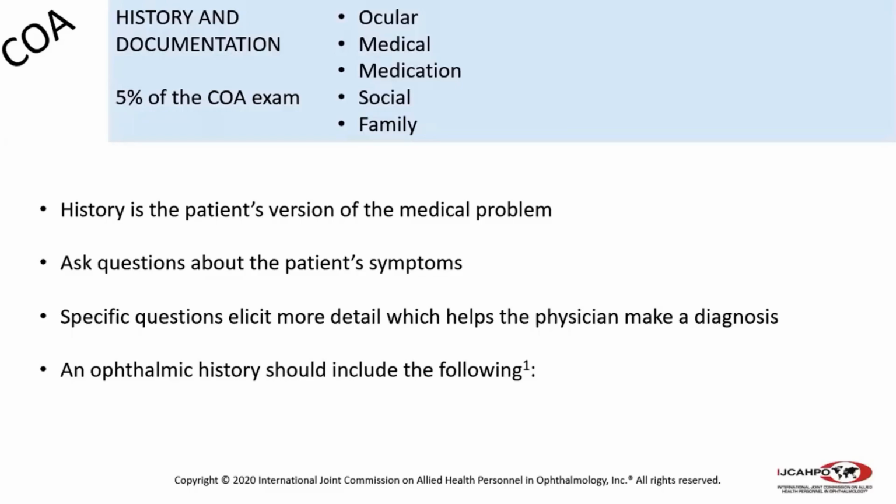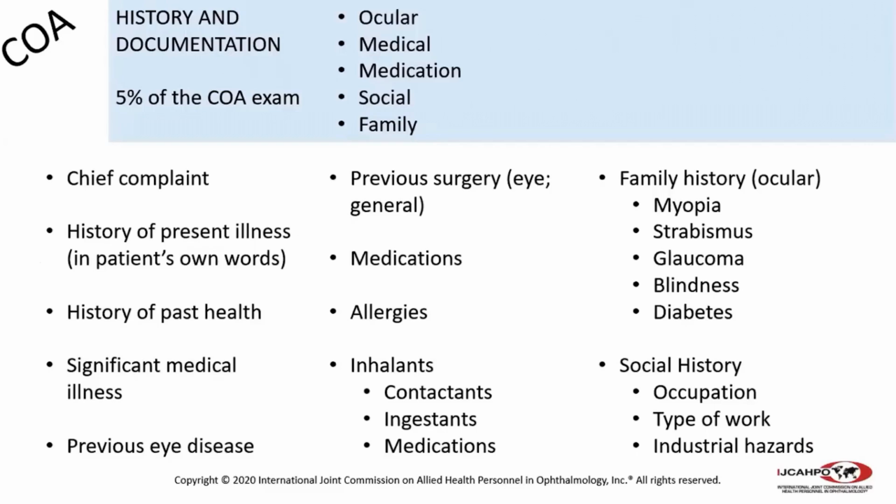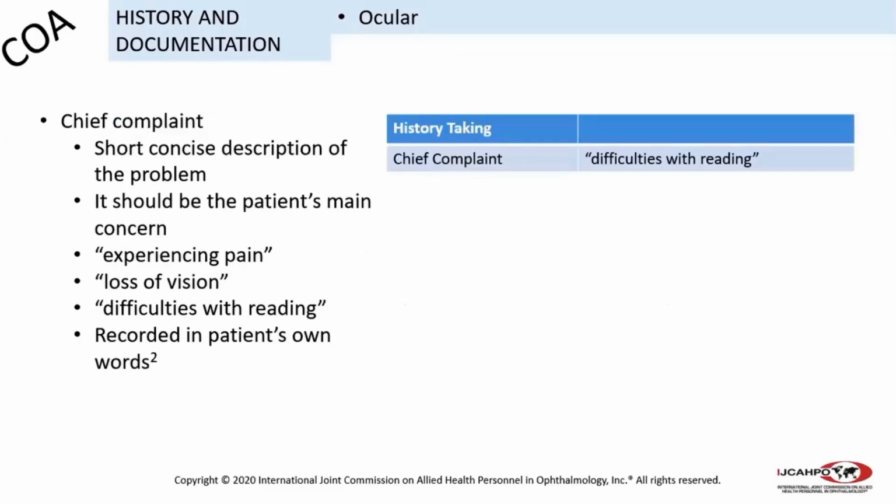An ophthalmic history should include the following: a chief complaint, history of present illness in the patient's own words, history of past health, significant medical illness, previous eye disease, previous surgery, eye and general, medications, allergies, inhalants. Family history, ocular, would include myopia, strabismus, glaucoma, blindness, and diabetes, and in the patient's social history, occupation, type of work, and industrial hazards.